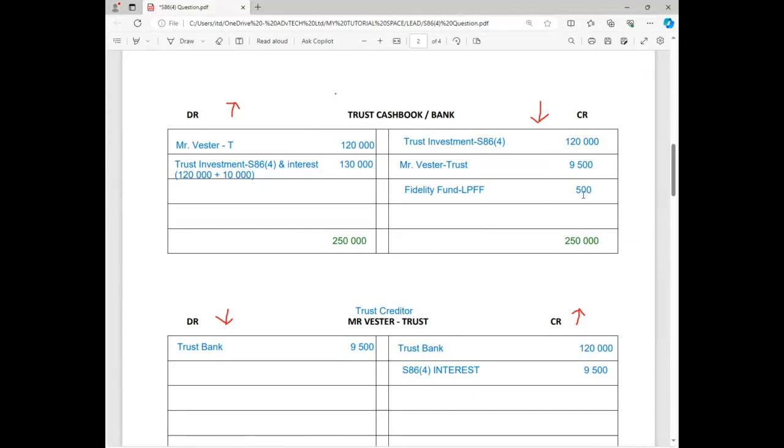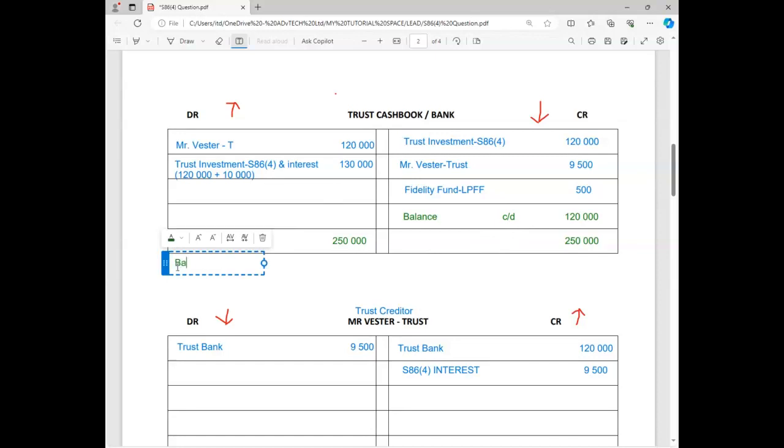So if I take this side and I minus this side, the difference when we balance in accounting, I think you know by now, we say balance carried down. So 250 minus 120 minus 130. So we're going to be left with what? We're going to be left with 120. Can you see we're still having 120 in the bank account?